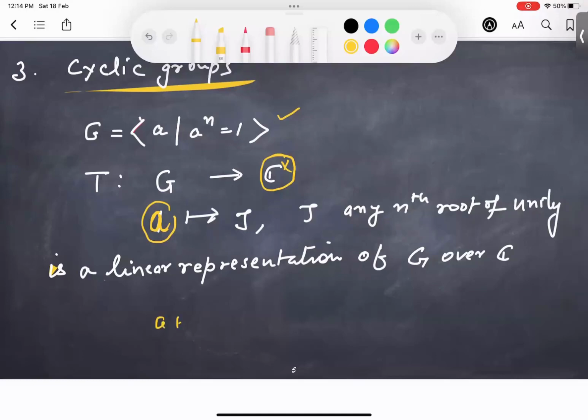If I send A to something, say zeta, then of course I will send A to the i to zeta to the power i, because I want this to be a group homomorphism. Now, because A to the n is identity, if A goes to zeta, then zeta to the n also has to be identity. So basically you can send A to any nth root of unity, and what you get is a homomorphism from G to non-zero complex numbers. And these are linear representations of G over C, complex numbers.